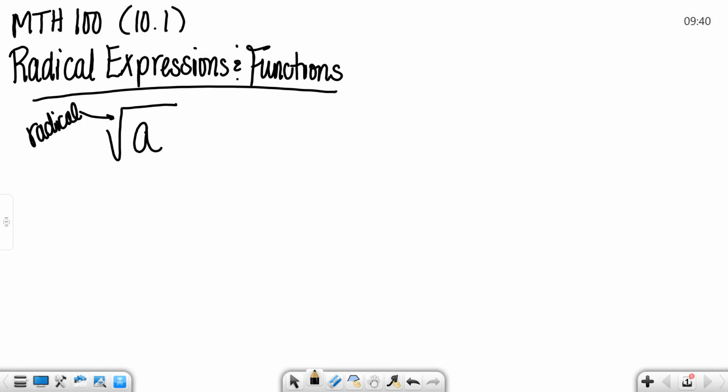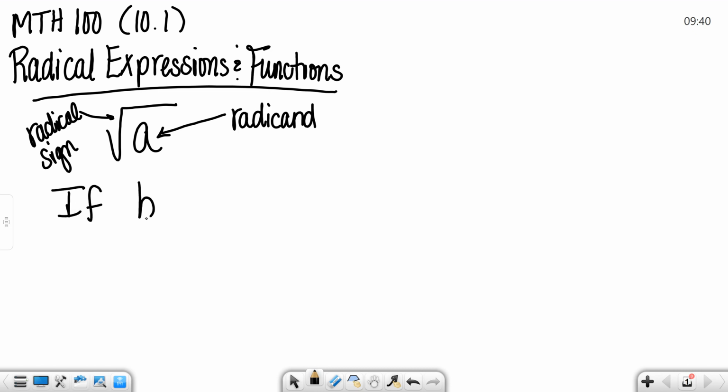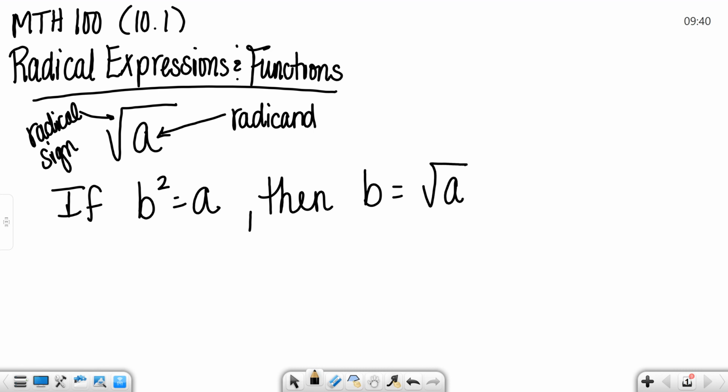Now, what we tend to do is we call that a square root, but it's not always a square root. In this case, it is, the way that I have it sitting there. The A is considered to be the radicand, the stuff inside. All right, and so if I have B squared equals A, then I know that B is equal to the square root of A. Okay, that is a true statement, right? And that would be our principal square root there.